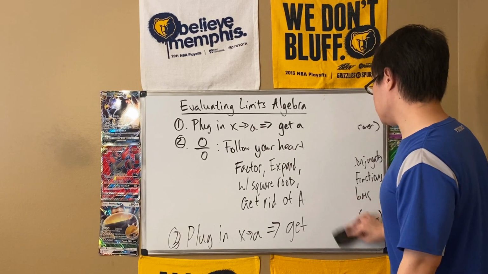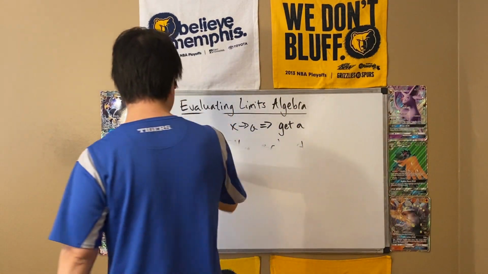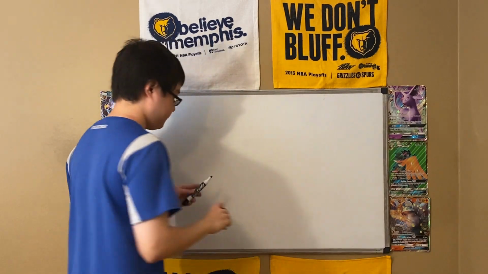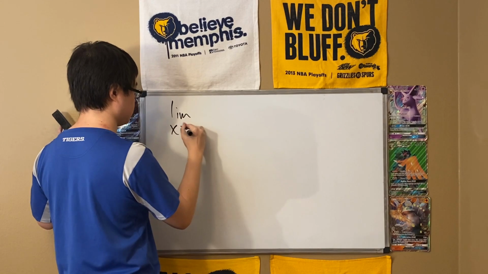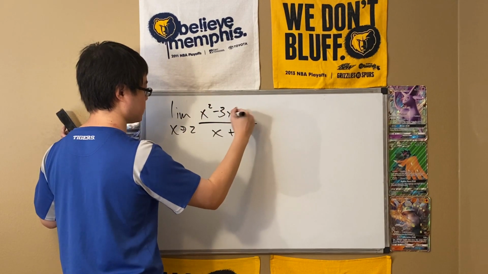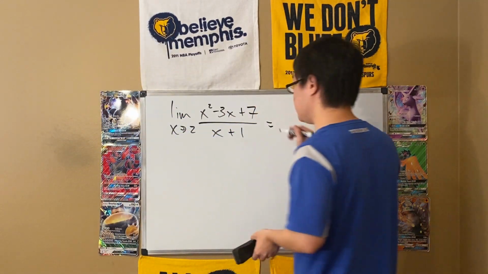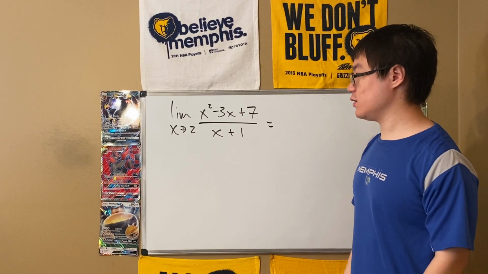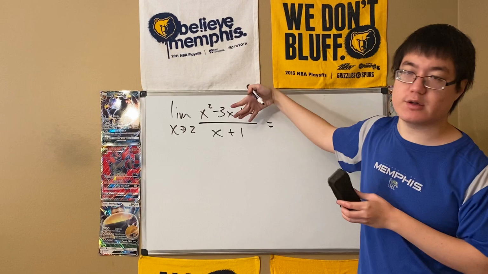So the first example is sort of the easy, beautiful case that won't happen very often, but sometimes we get lucky. So the first one I'm going to do is the limit as x goes to 2 of (x plus 1) over (x squared minus 3x plus 7). Let's see what happens when we plug in the number. Again, just take whatever you're going towards, and plug it into the function.